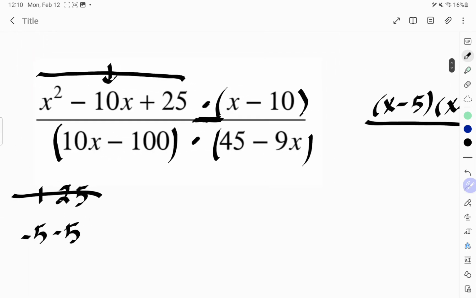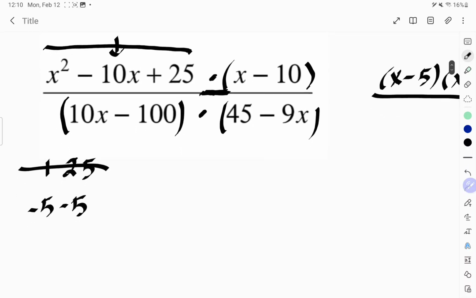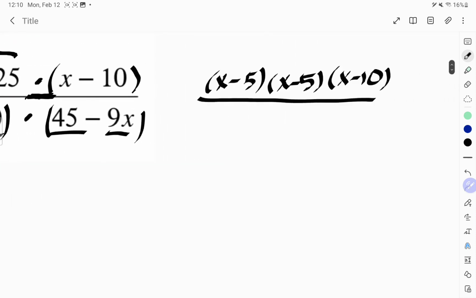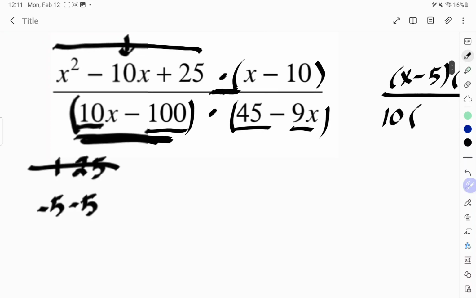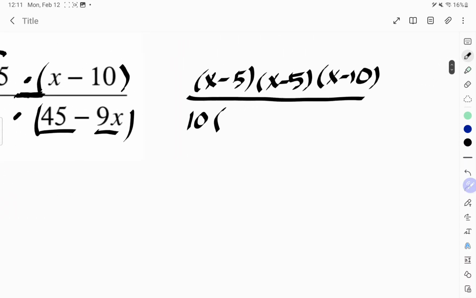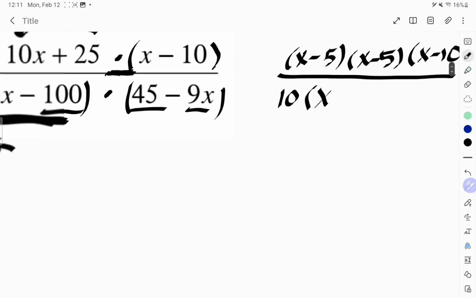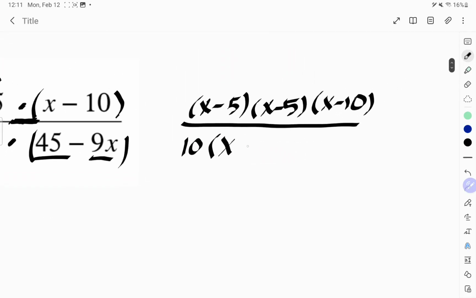Now let's focus on the bottom. As you can see, both of my binomials on the bottom are going to let us factor one number out. On the first one right here, we're going to factor out a 10. So it's going to be 10 on the outside, and then 10 divided by 10 is just x, and 100 divided by 10 is just 10.